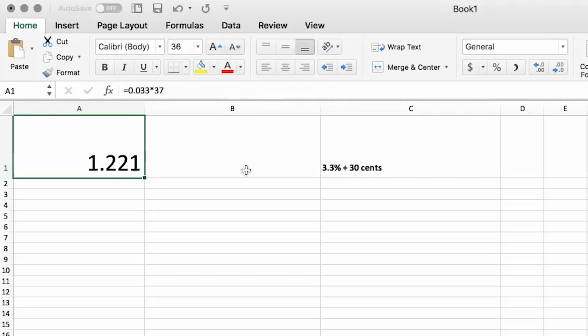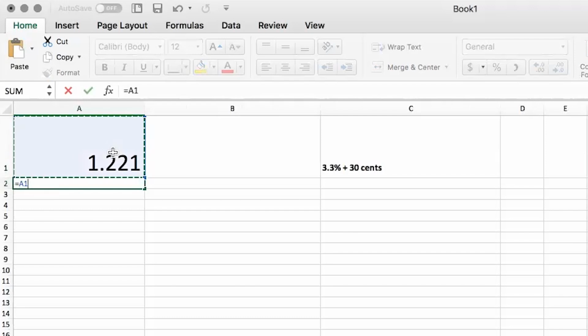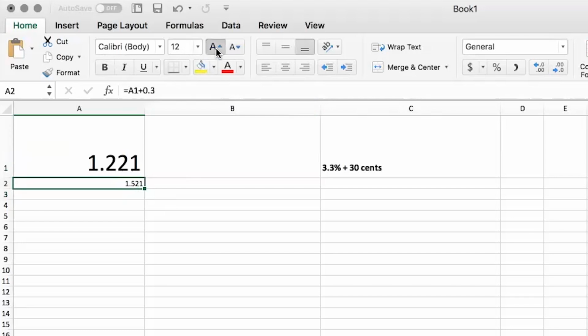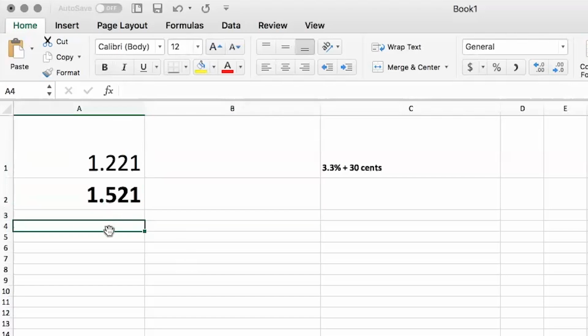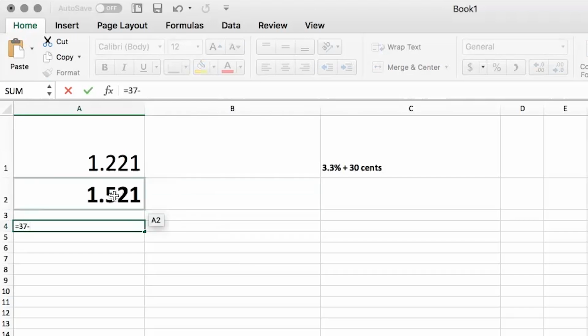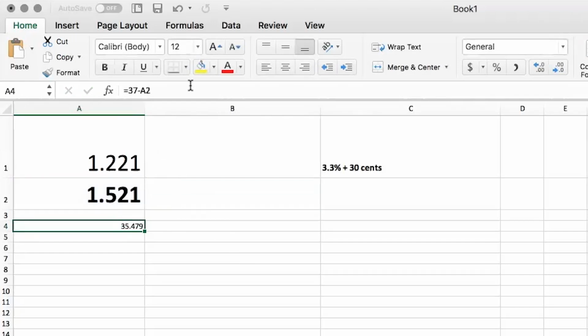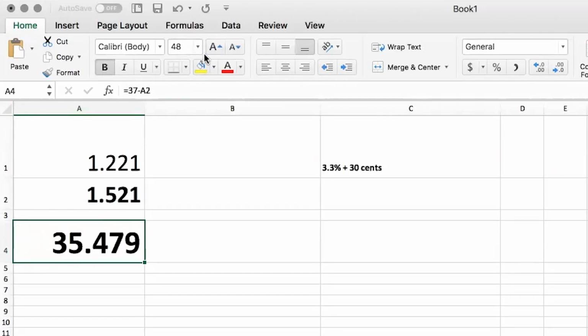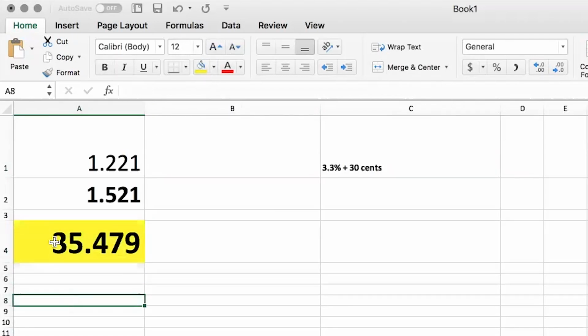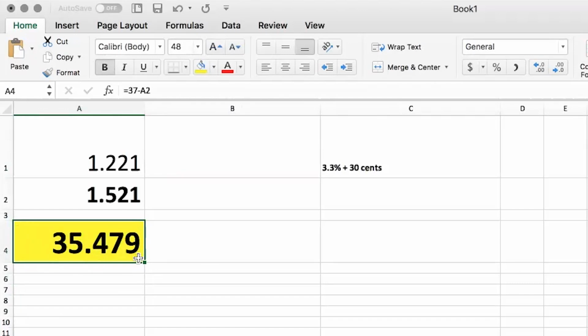But remember, they also charge 30 cents on top of that. So then I'll also do equals this plus 0.3. So this is what they're going to charge. This is what Square is going to charge every time I make that ebook sale. So then my final amount is equals 37 minus this. This is how much I will make per sale on my own website. So when I sell my $37 ebook through Square, I'm going to make $35.47.